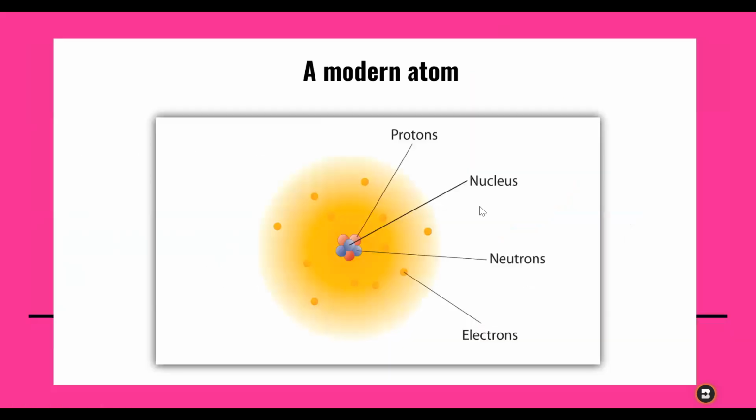Then this is a modern day atom. Okay, you see electrons are in the electron cloud. You see the protons. This is the nucleus of the atom. Everything here is the nucleus. Okay, the neutron is the one that has no charge. The electrons are located in the electron cloud.